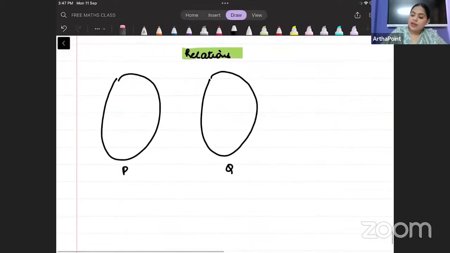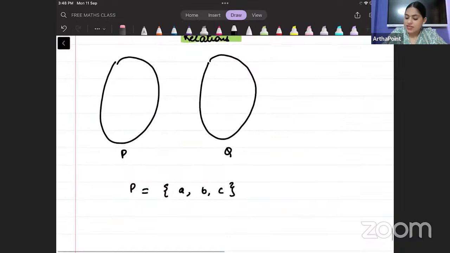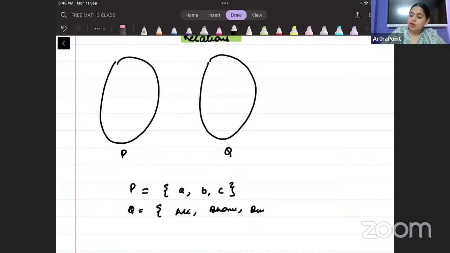We know that we write a set like this. So set P can have elements A, B, C, and so on. Set Q can also have elements, let's say some names: Ali, Bhanu, Binoy, Chandra, Divya. These are the two sets that I have.